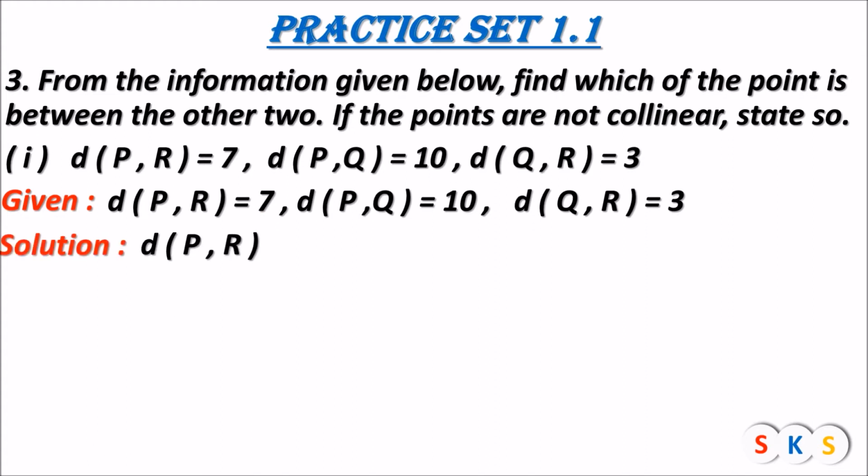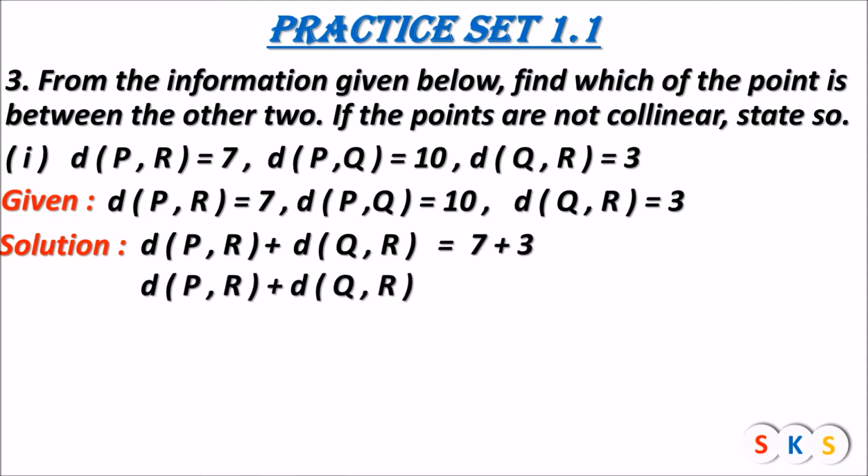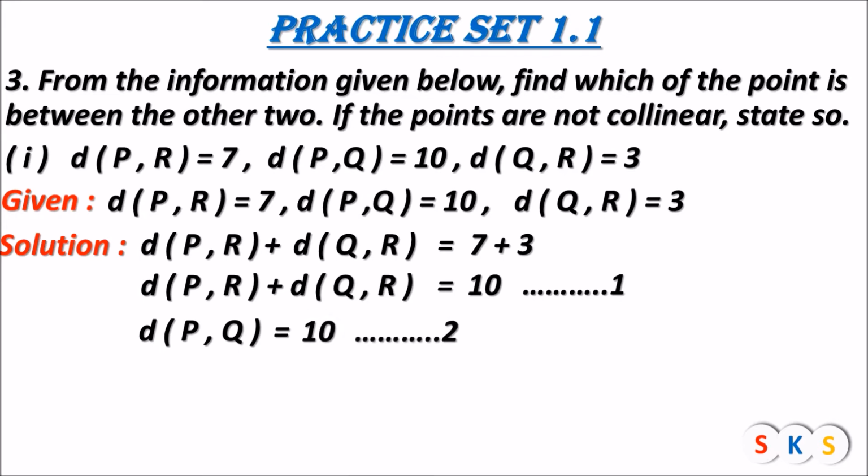We'll add distance PR with distance QR. We will get 7 plus 3. Therefore, distance PR plus distance QR equals 10. We'll consider this as equation number 1. Now here the remaining distance is 10, that is, PQ is 10. We'll take this as equation number 2.